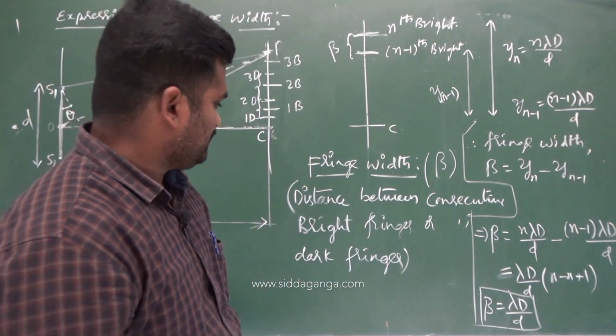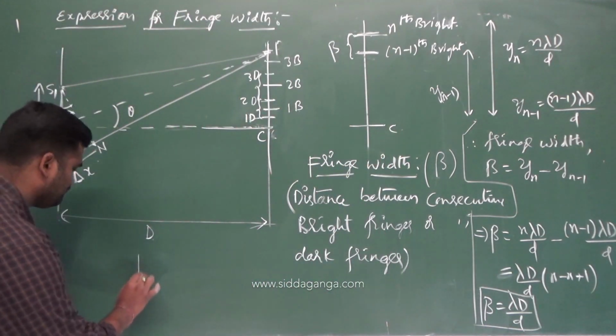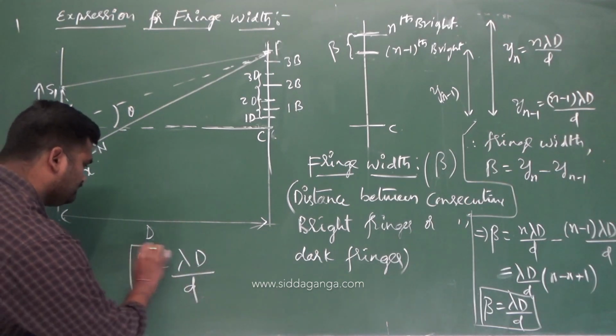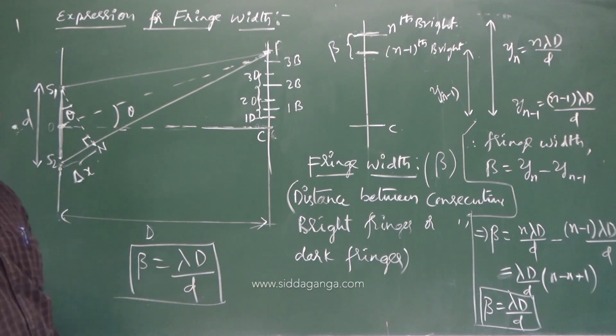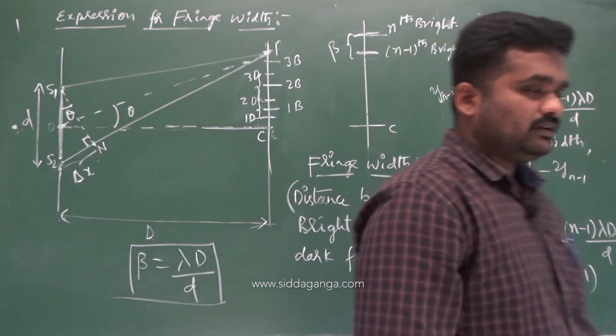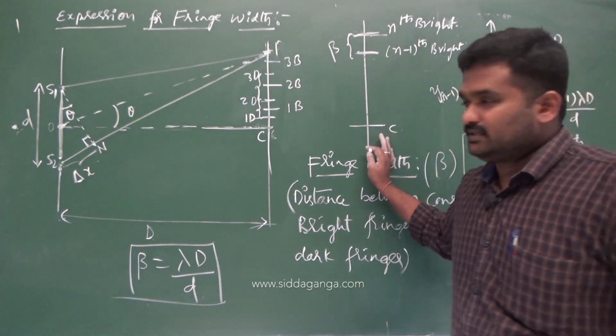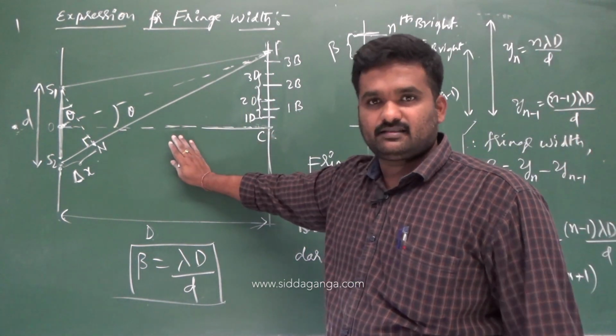I think it is visible, right? Or else I'll write here, beta equals what? The fringe width expression is lambda capital D divided by small d. This is the expression for fringe width that you have to remember. Very important 5 mark question. The diagram to be considered is this.